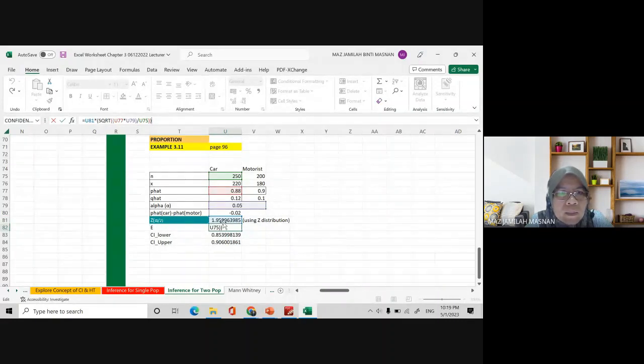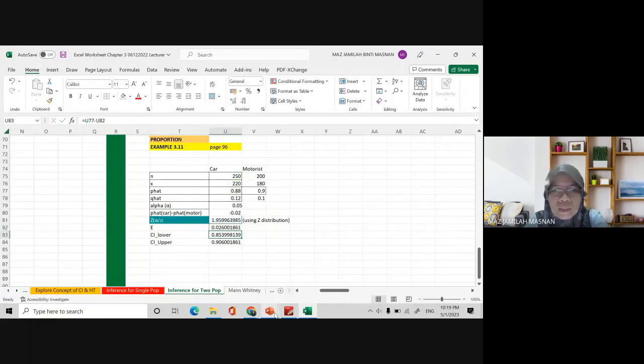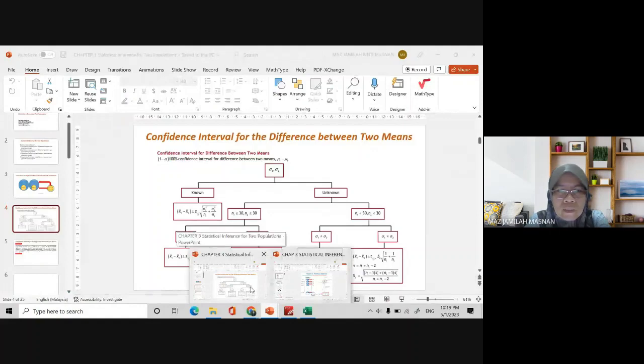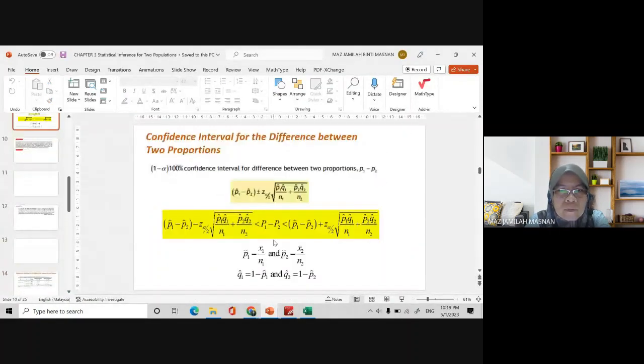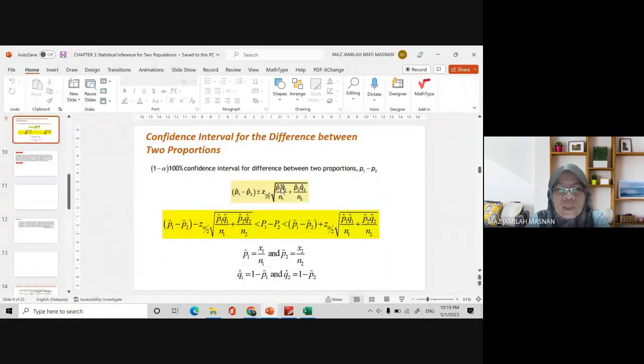U81. Z alpha multiplied with the square root of U. It should be what? Now the calculation, we should correct them because the calculation follows the proportion. Where is the proportion just now? Yeah, this one. Square root of P hat 1 Q hat 1 and P hat 2 Q hat 2. So using this particular calculation, we correct them.